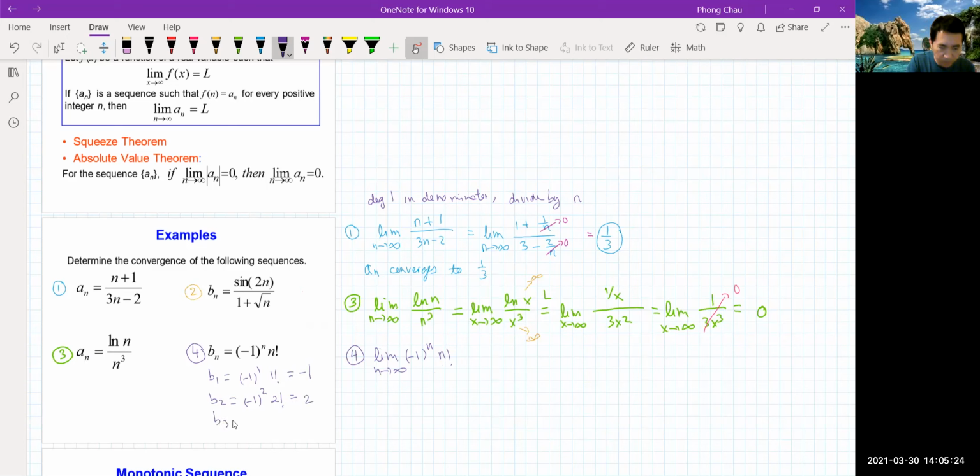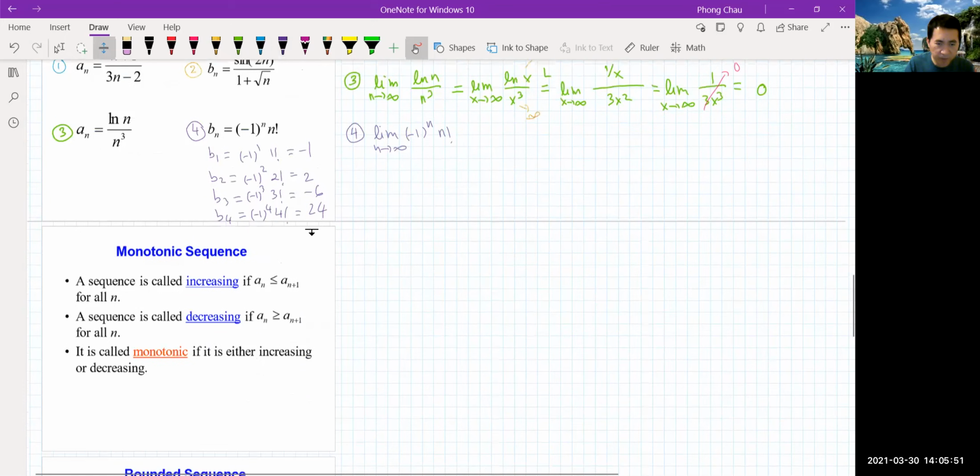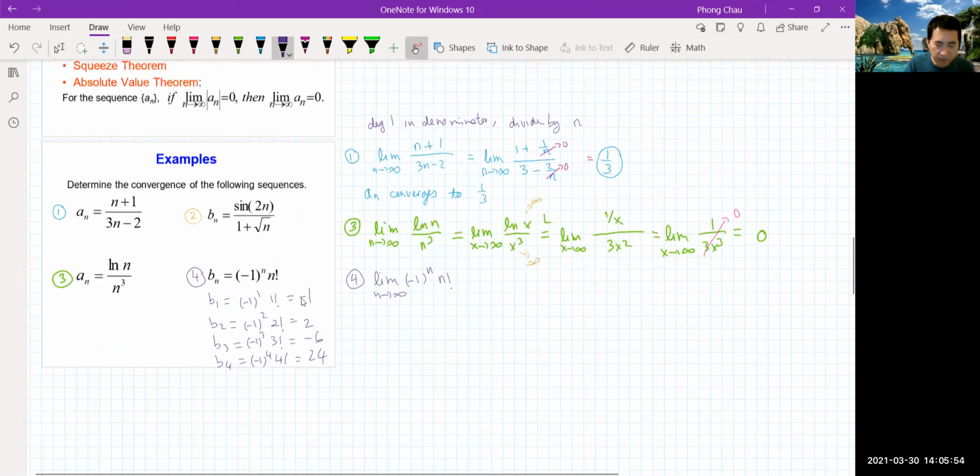And n is 3, negative 1 to the third power times 3 factorial. 3 factorial is 6, 3 times 2 times 1, so it's negative 6. And the fourth term is negative 1 to the 4th times 4 factorial. 4 times 3 times 2 times 1 is 24. So do you notice that the signs are alternating? And moreover, these numbers are increasing: 1, 2, 6, 24.